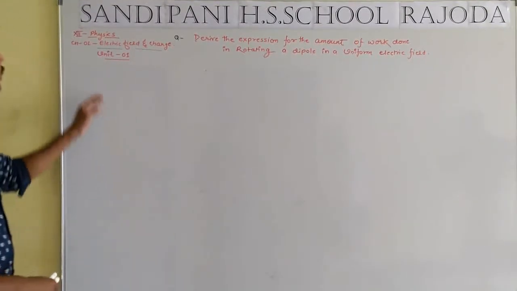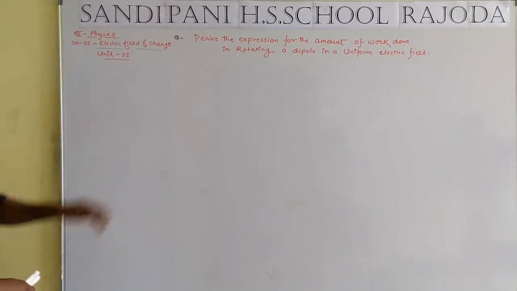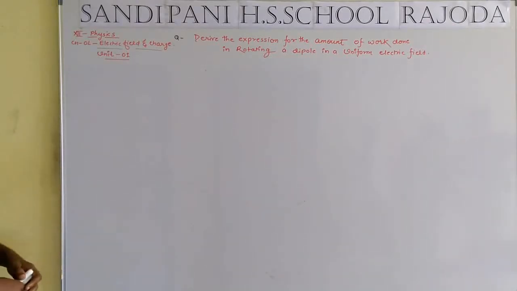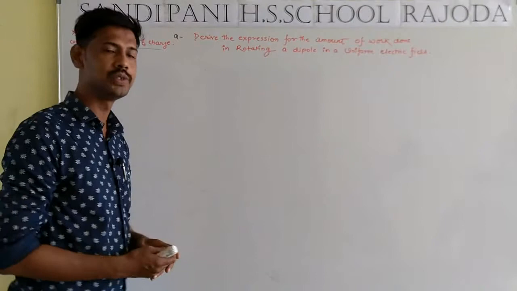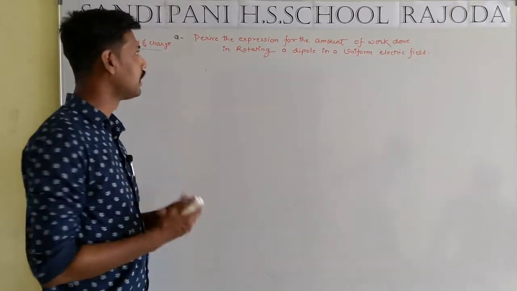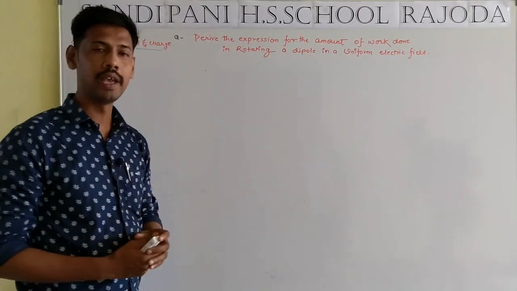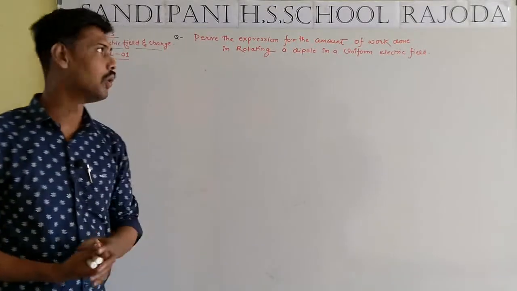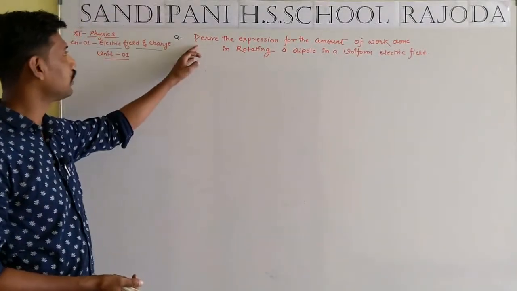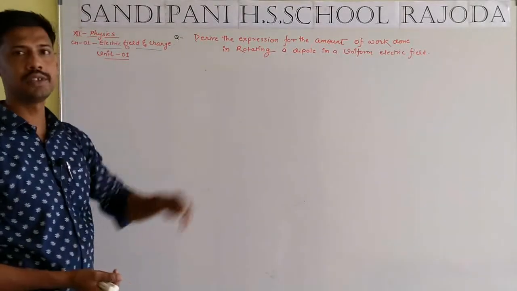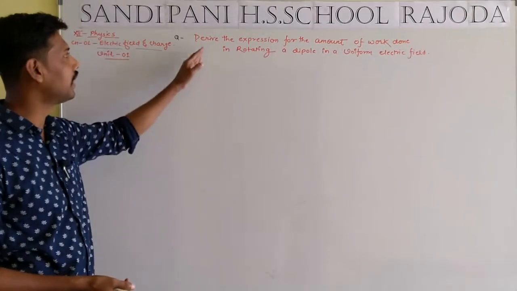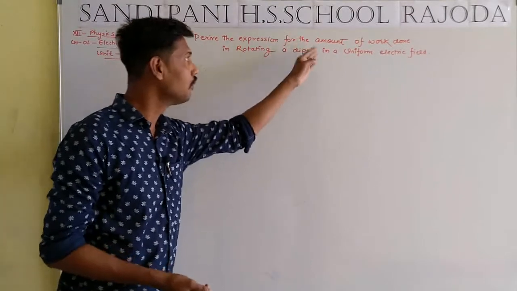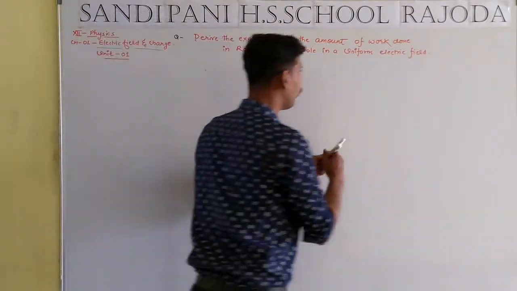We are taking chapter number 1, class 12 physics, electric field and electric charge under unit number one. In the last and previous videos, we got some questions related to torque, axial position, coaxial position, work done and so on. In the given question, derive the expression. What is the demand of the question? Derive the expression for the amount of work done.